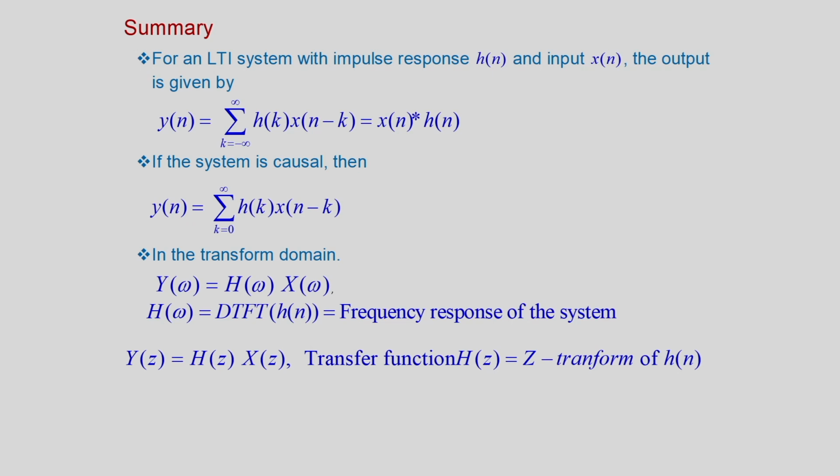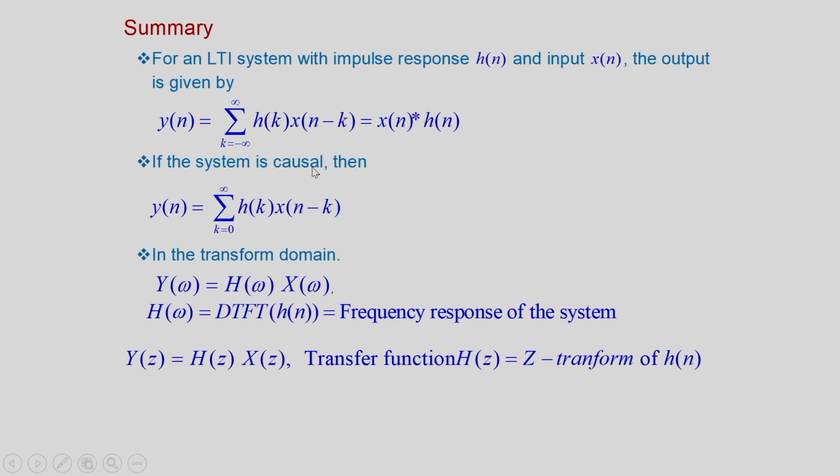Let us summarize what we have learned today. For an LTI system with impulse response h[n] and input x[n], the output is given by the convolution relation: x[n] convolved with h[n], and if we expand, that is equal to the summation of h[k] into x[n minus k], k going from minus infinity to plus infinity. This is the output of a linear time invariant system due to an input x[n].